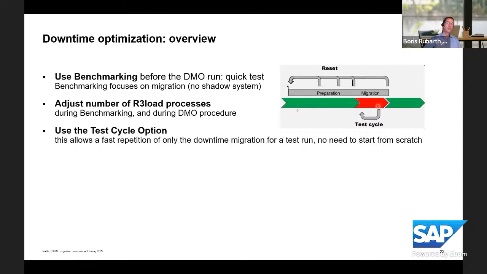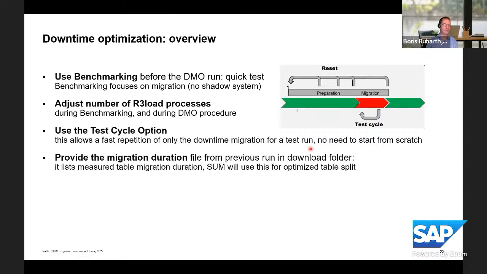Excellent to tune and to repeat in a fast way without the need to let the tool set up all those phases in uptime that take long. So the test cycle option allows a fast repetition of only the downtime migration for a test run. Of course, you will never switch on this test cycle for your productive migration. You do not want a dialogue coming up in downtime saying, shall we do the migration again? That's clear, but of course, you know the point.